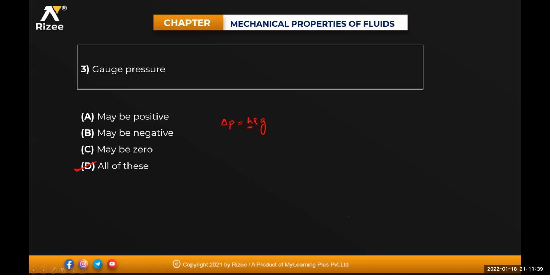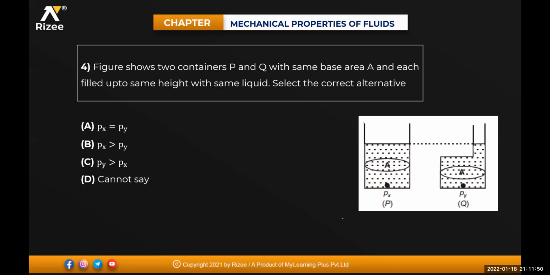So gauge pressure delta P is equal to H rho G. I told you it may be positive, negative or zero depending upon the value of H. If H is positive, the gauge pressure is positive. If H is negative, it will be negative. If it is zero, that will be zero.